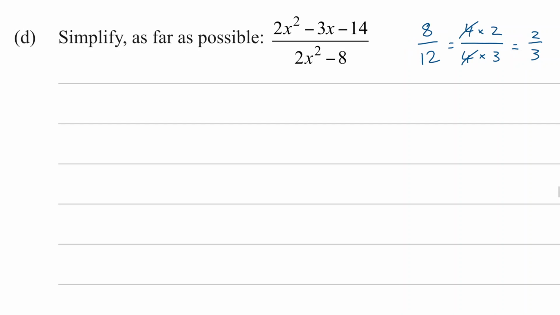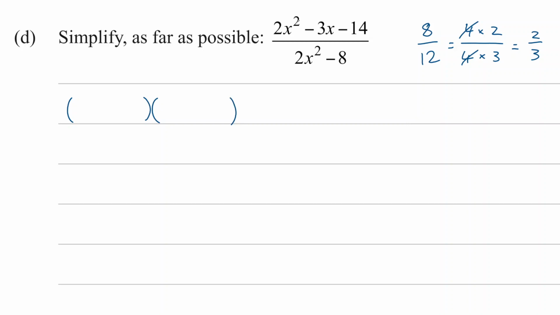We can apply the same idea to an algebraic fraction, but instead of our factors being 4 and 2, we might have x plus 1 and x minus 5, after we factorize the quadratic expressions. So our first step is to factorize the quadratic expressions and then cancel any common factors to simplify. So looking at the numerator, let's get out our brackets.